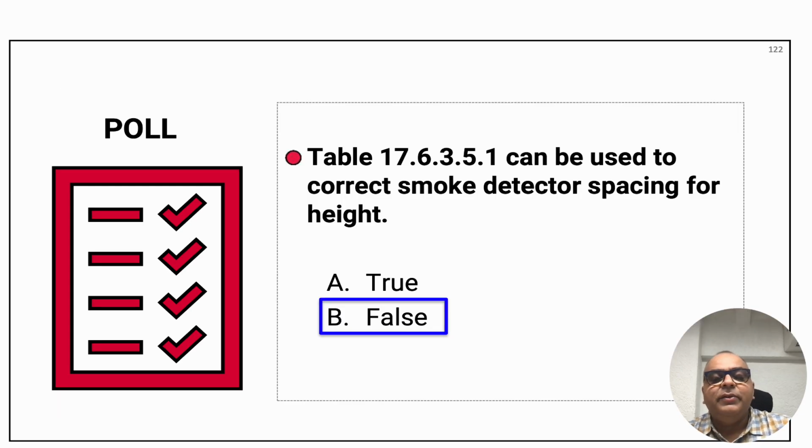Hey, let me check how much we have learned. Let's take a poll. Table 17.6.3.5.1 can be used to correct smoke detector spacing for height. Is it true or false?